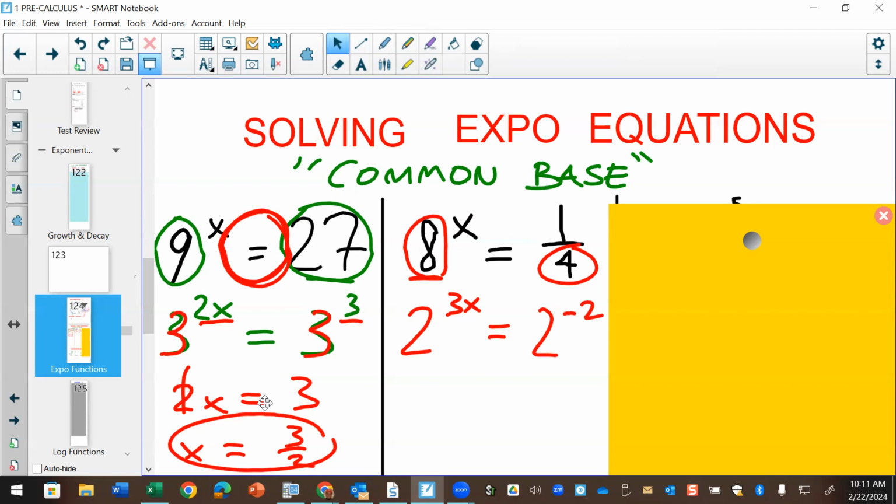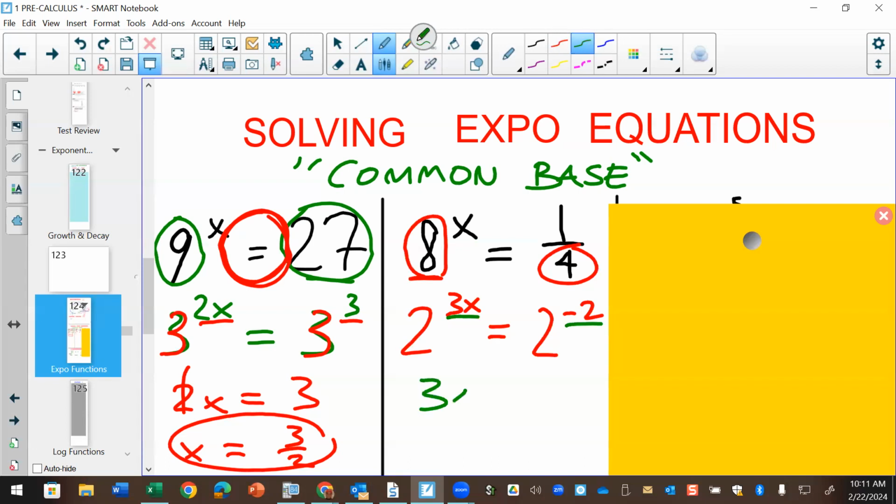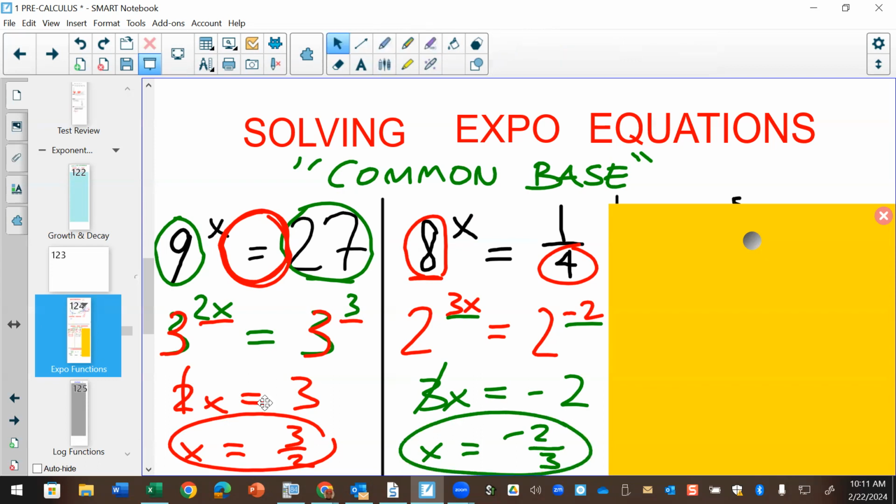I only have so many tricks. You know, this is one of them. All right, set the exponents equal. What's our answer? Negative 2/3. All right, think they got it.